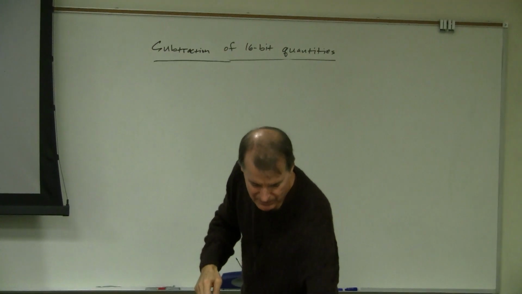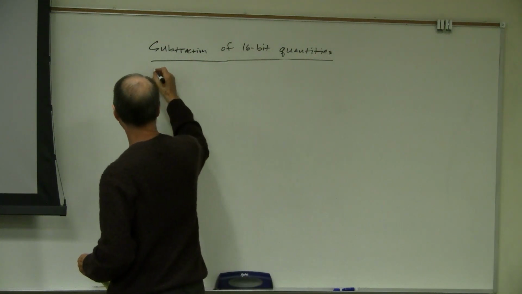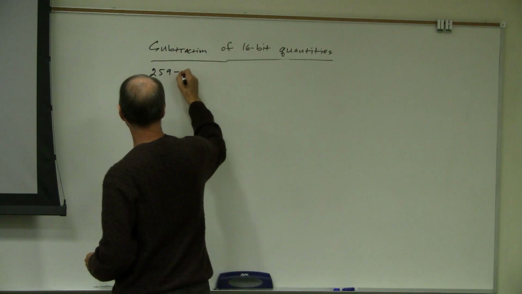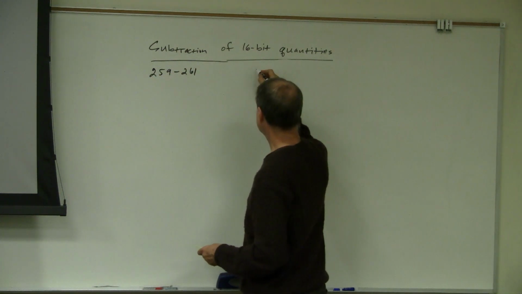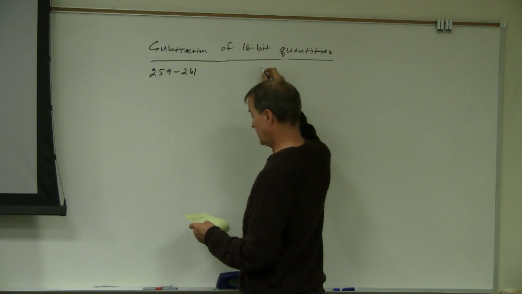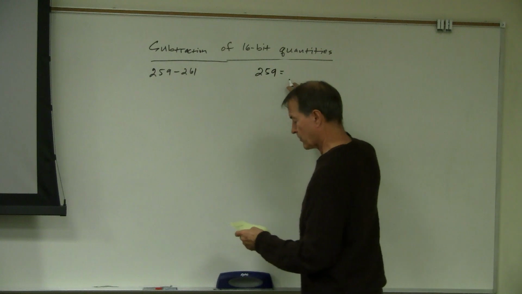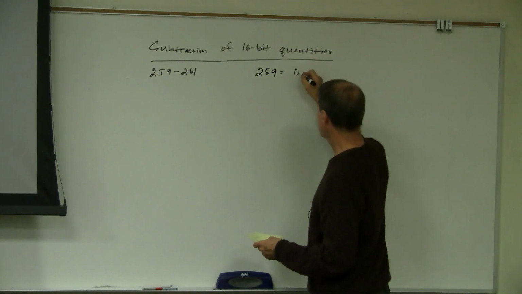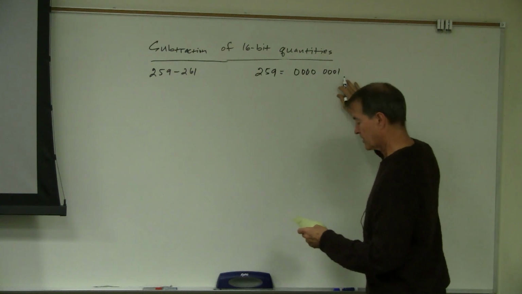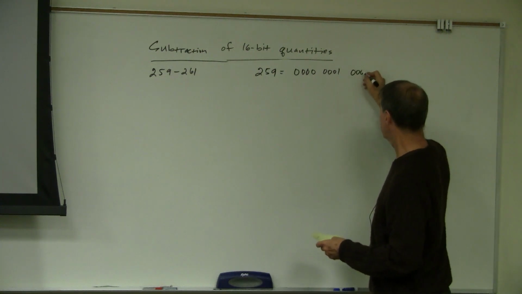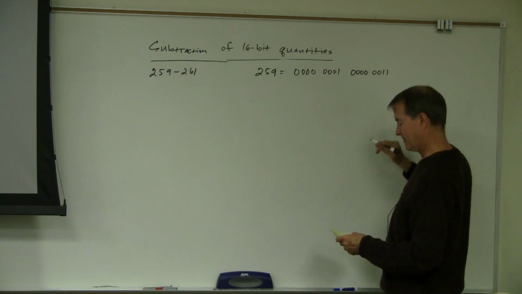So let's do 259 minus 261. If you work this out, here's 259. I'm going to write it out, see if you agree: 0, 0, 0, 0, 0, 0, 0, 1, 0, 0, 0, 0, 0, 0, 1, 1. Oh, good. You know your binary.